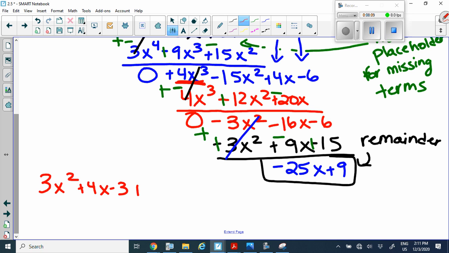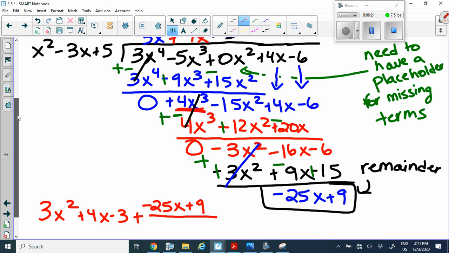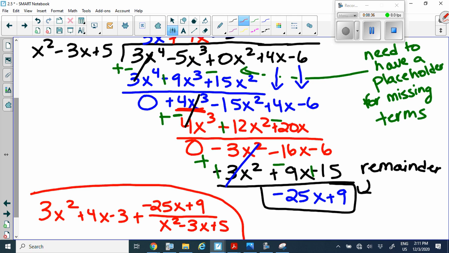And now we're going to add the remainder. Now we're just not going to add it normally. We actually have to put it over our second polynomial. So that's going to be the x squared minus 3x plus 5. So we need to make sure we do that. Now that's going to be the added part, okay? And then this will be our final answer. Okay? I know that was a lot, but I think we can get through it. We're now going to do the next example.